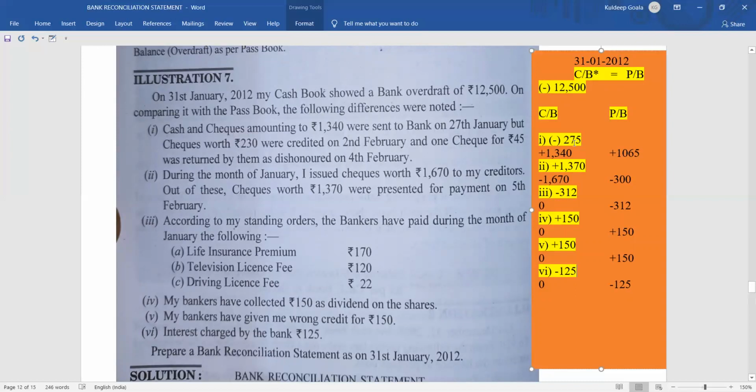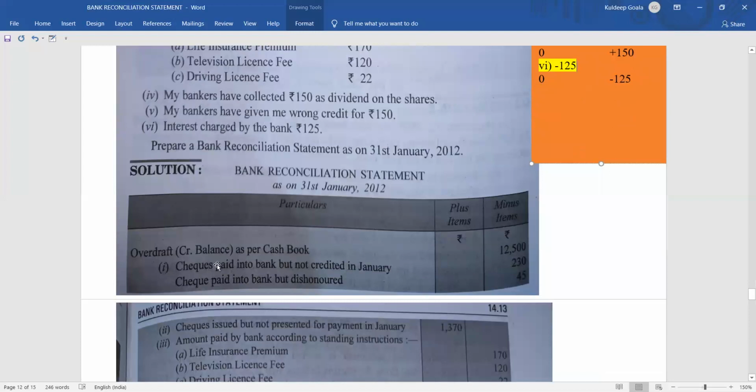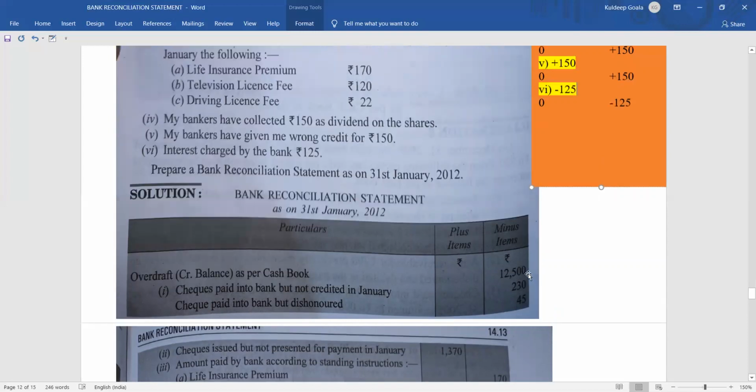Then coming to the next one, point number 1, it is minus 275. We'll just remember the difference. It is minus 275. Remember that. And what to write? Check and cash sent to bank but was not credited and dishonored. Okay, there are two situations. You can write like this: checks deposited were not credited till 31st March and one of the checks was dishonored. This way also you can write down. They have given it separately. We can give together also, no problem.